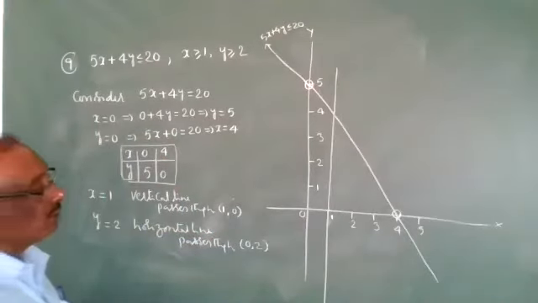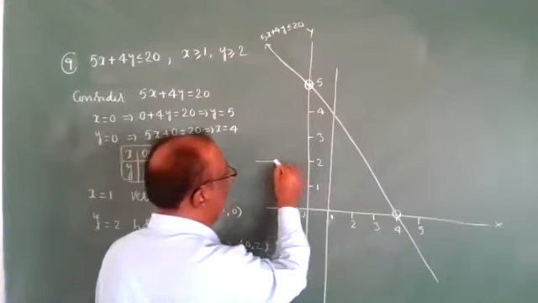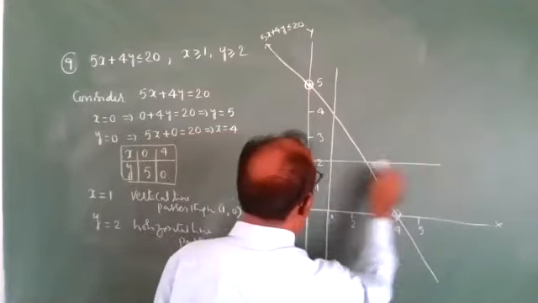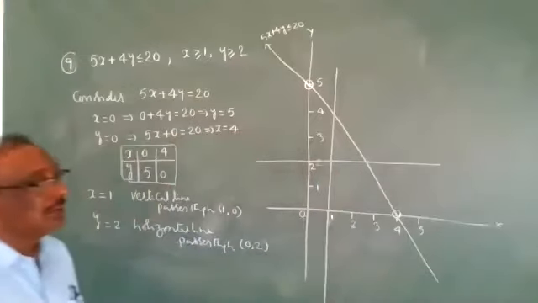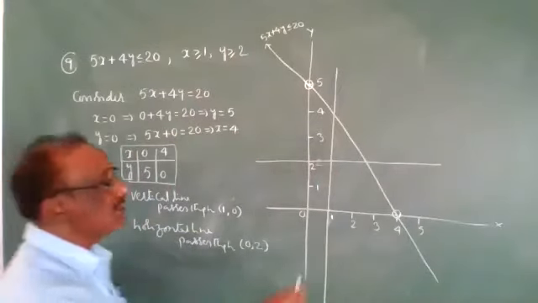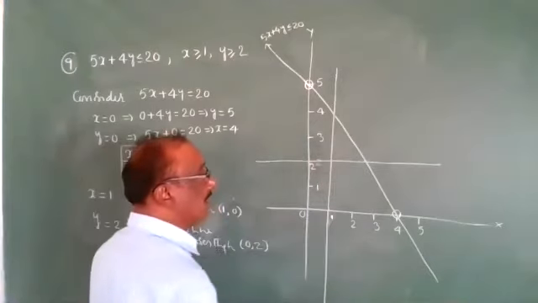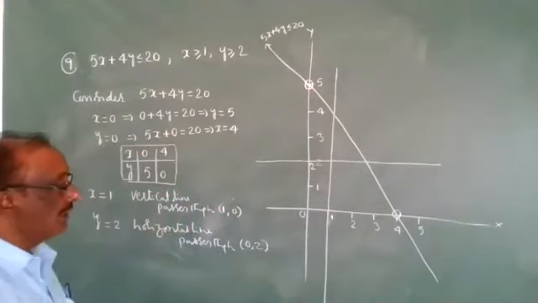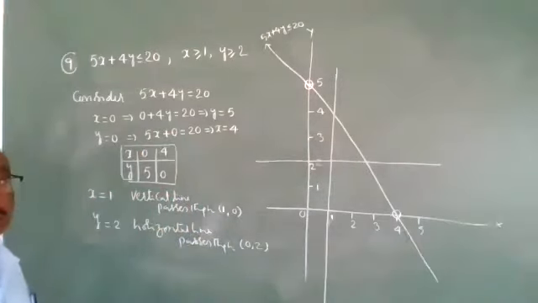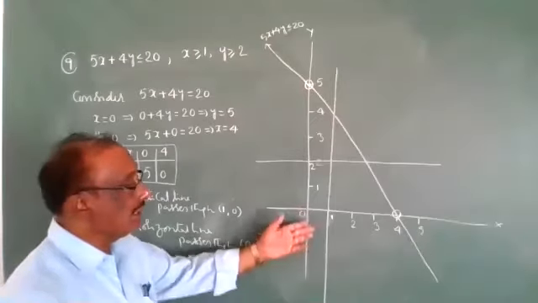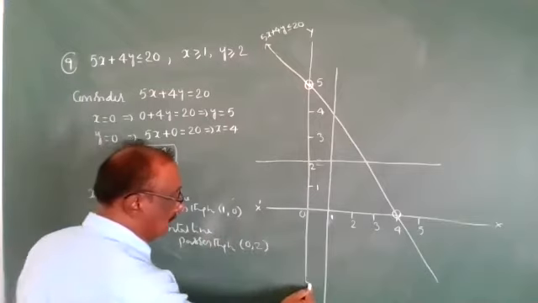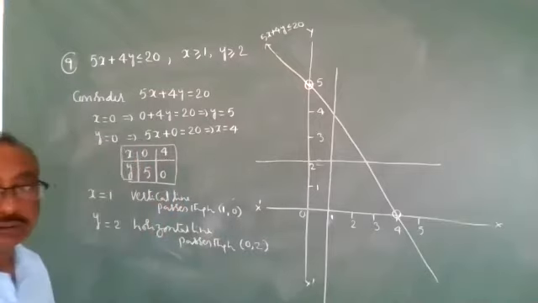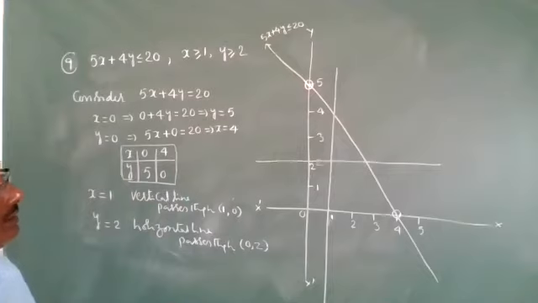y is equal to 2, horizontal line passing through 2. In these three lines, one point, (0, 0), we can take, no objection here. Because no line is passing through the origin, (0, 0) we can take. Check.